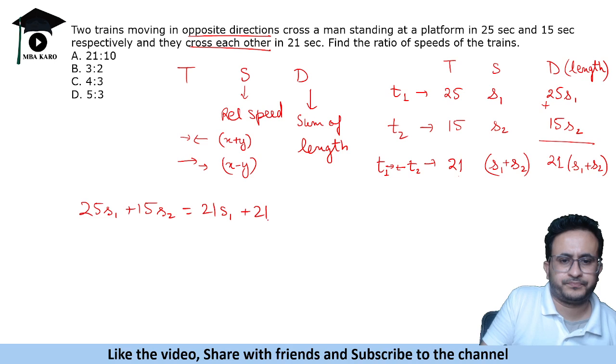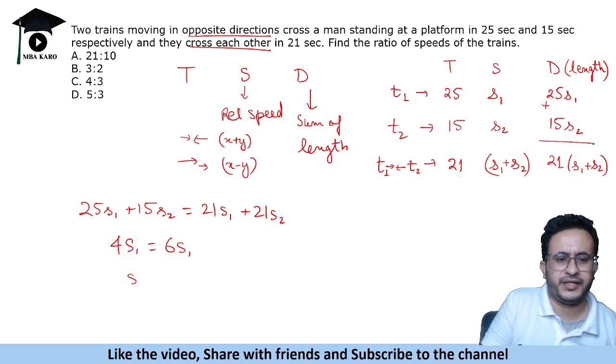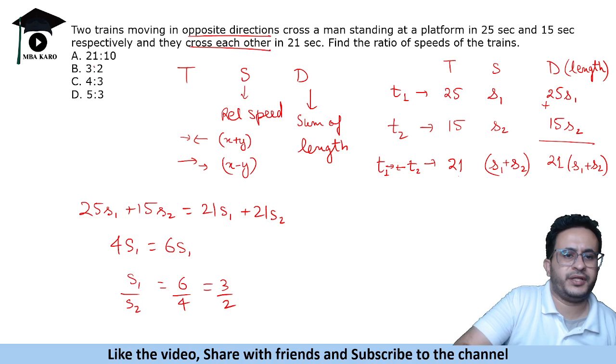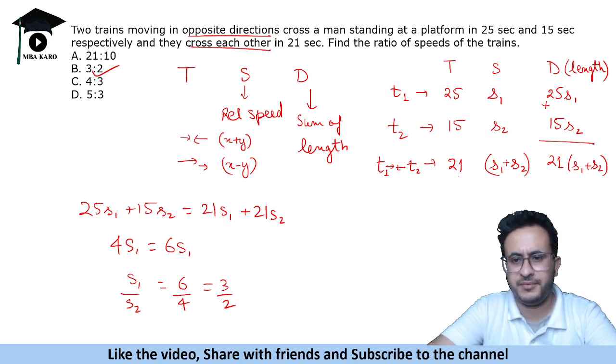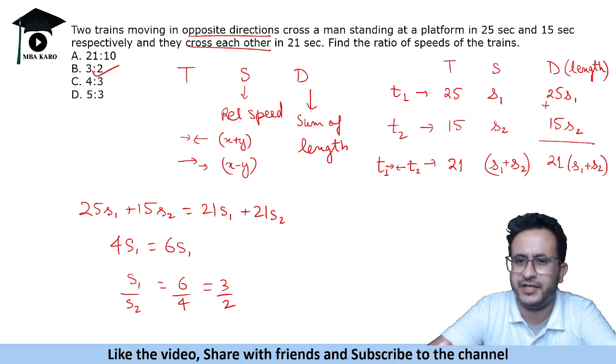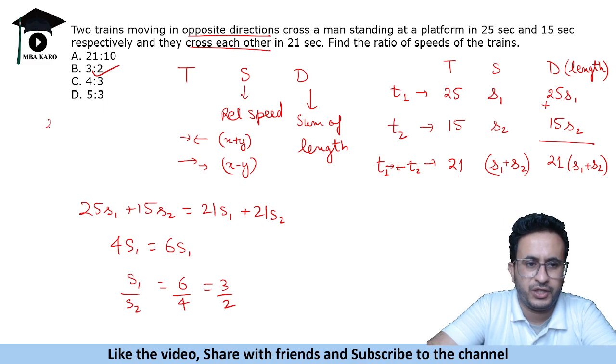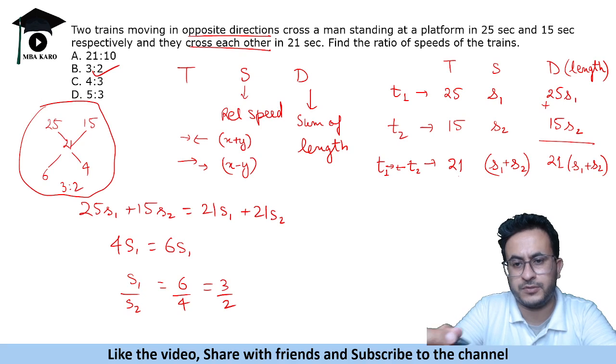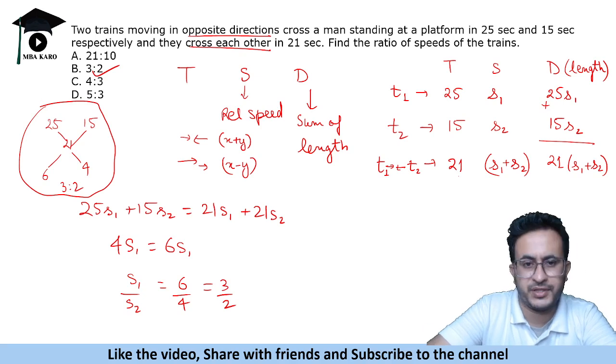So we get 4 S1 is equal to 6 S2, or S1 upon S2 is 6/4, or 3:2. So the ratio is 3:2. Simple. This is the equation form. You can also use alligation here: by looking at the options you can see that it is 25 and 15, and on average they are getting 21, so you get 6:4, which is 3:2. So you can do this also, and this is a proper explanation of how we get the ratio of speeds.